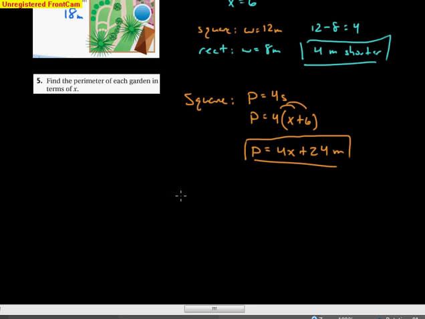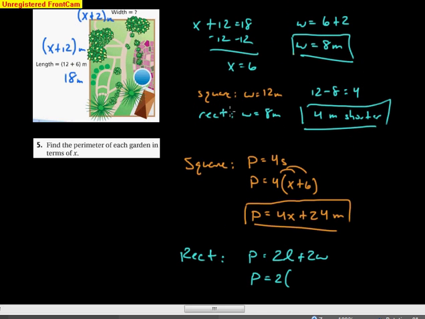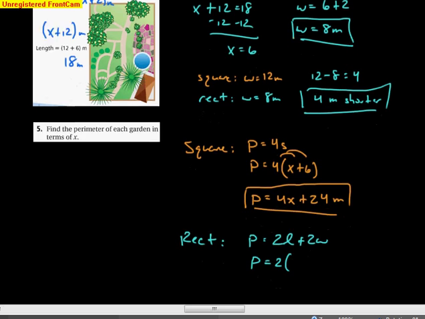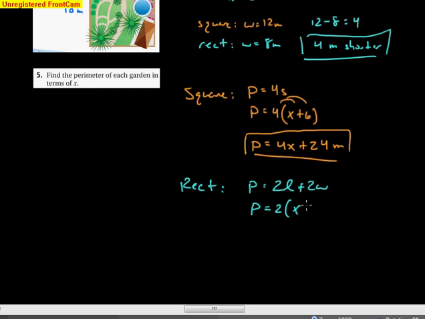Now, if we look at the rectangle, for the perimeter of a rectangle, because only opposite sides are the same, we take 2 L's plus 2 W's. 2 times, and again, if I look above, the length was x plus 12, and the width was x plus 2. So 2 times x plus 12 plus 2 times x plus 2.